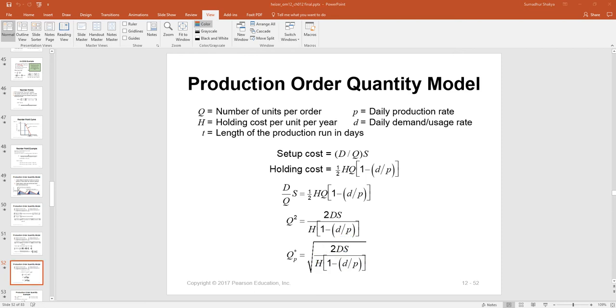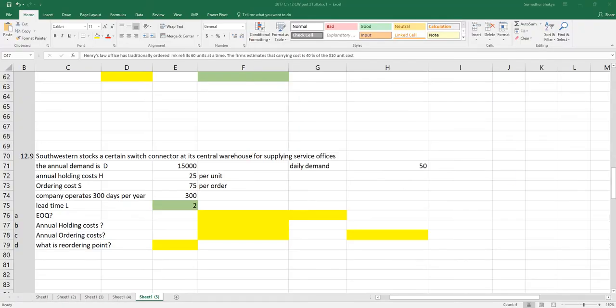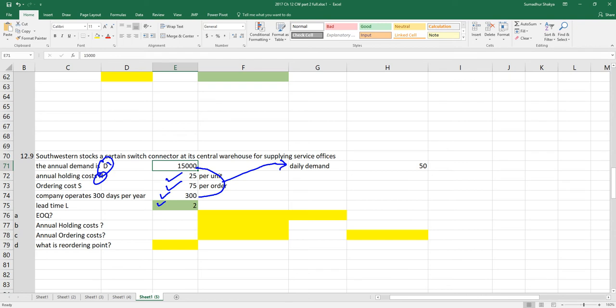So now let's look at some examples. First, we are given annual demand. Holding cost is given to us, and ordering cost per order is given. The company operates 300 days, and the lead time is 2 days. If annual demand is 15,000 and it operates 300 days, we can calculate the daily demand, which is 15,000 divided by 300. This is our small d, also called the depletion rate.